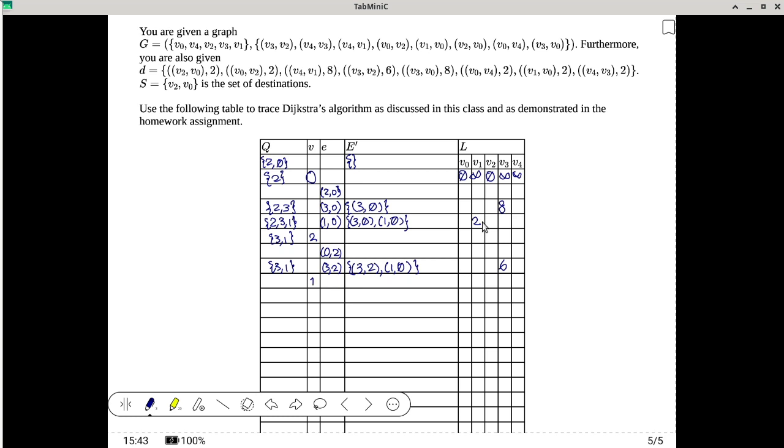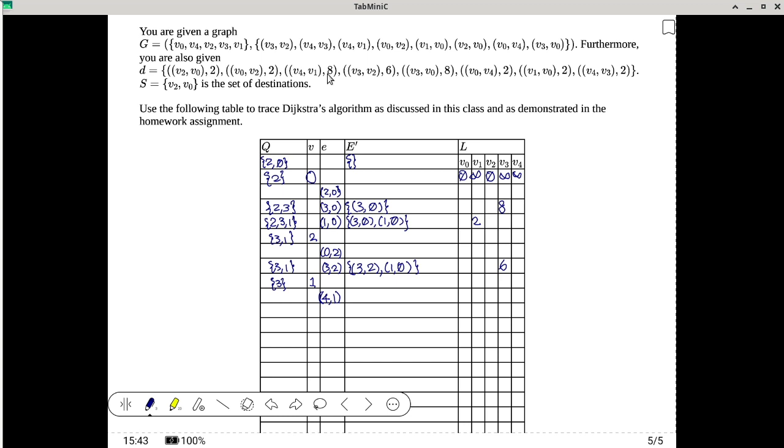So vertex 1 is chosen, and so the set only has 3 left. Now we have to look at all the incoming edges to vertex 1. And there's one here from 4 to 1. And let's see, do we have anything else? Nope, that's it. Okay. All right, so we look at the edge from vertex 4 to vertex 1. It has a distance of 8, okay?